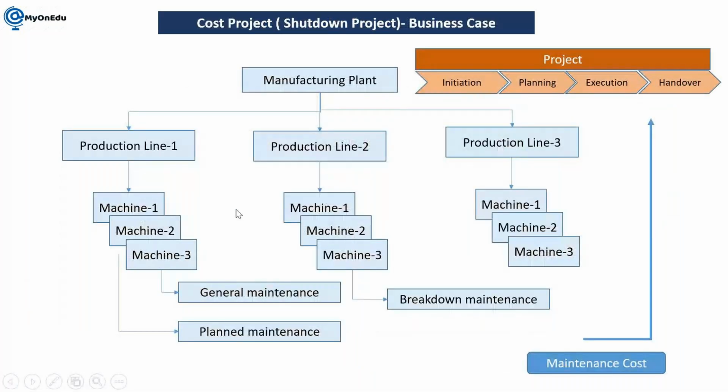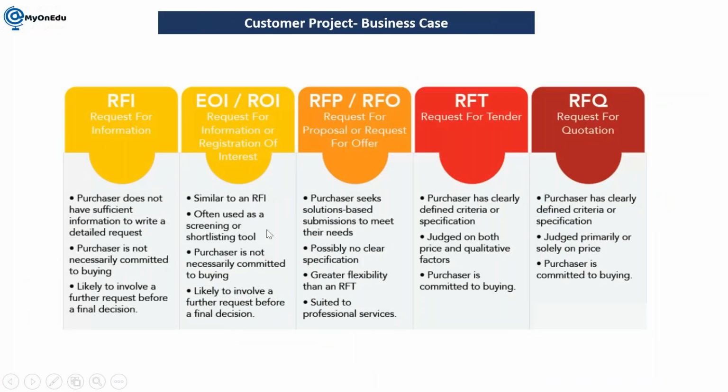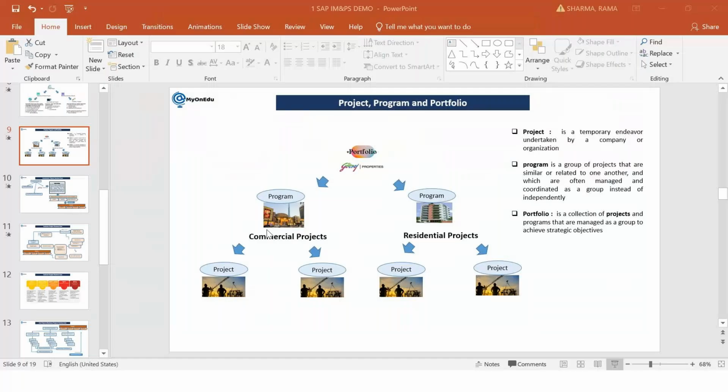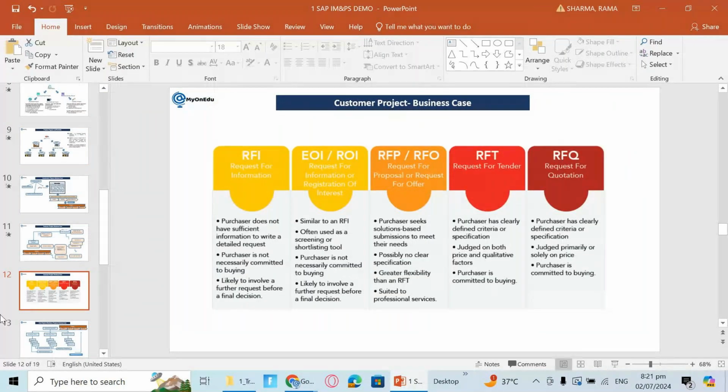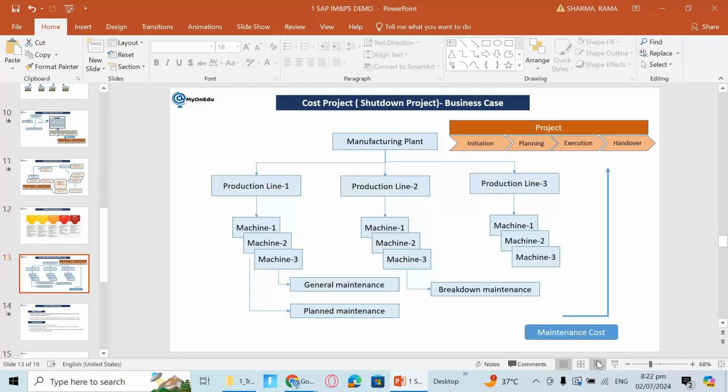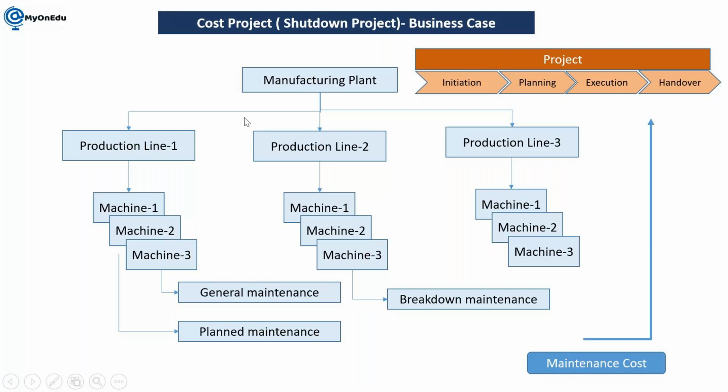Here we have taken some terminology. I'm not going into that many terms as of now. Here I have taken one scenario of a cost project, where there is one manufacturing plant which has different production lines and different machines, and we have different maintenance orders, let's say general maintenance, plant maintenance, breakdown maintenance. So how to manage all these maintenance activities in a certain period? That scheduling and all these activities can be managed through PS project. So this is another example of a cost project.